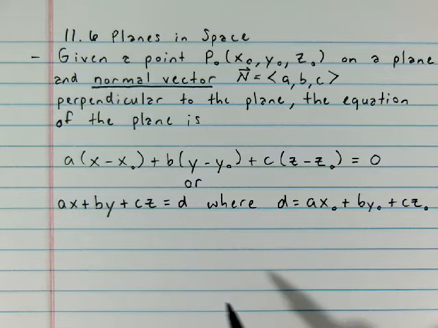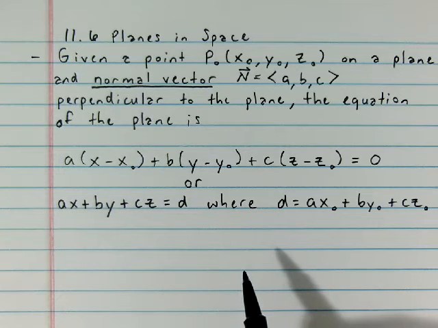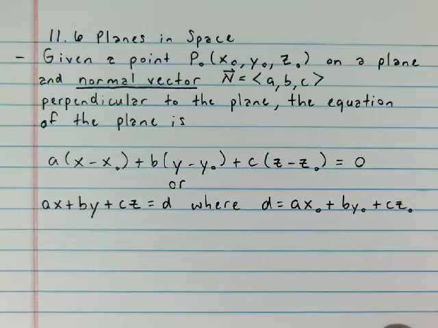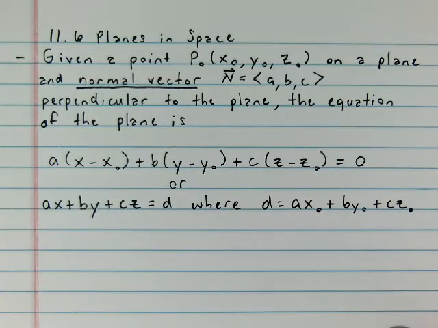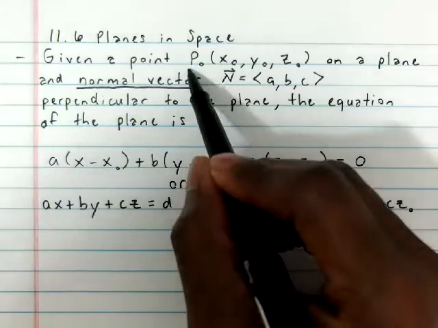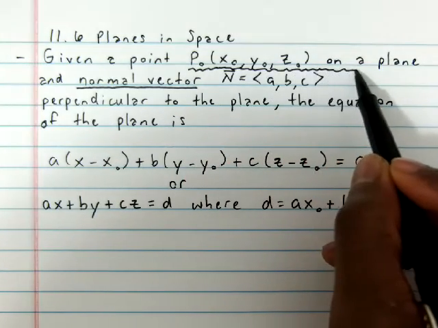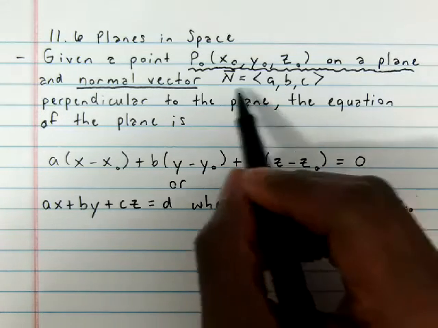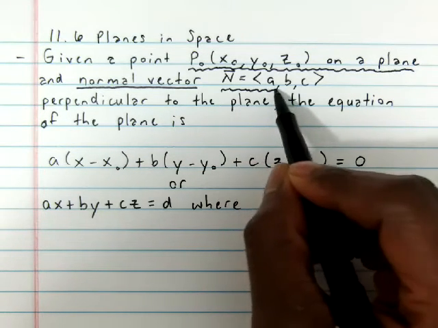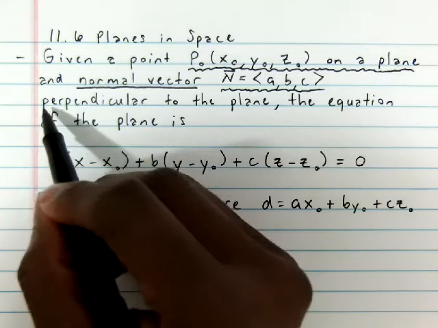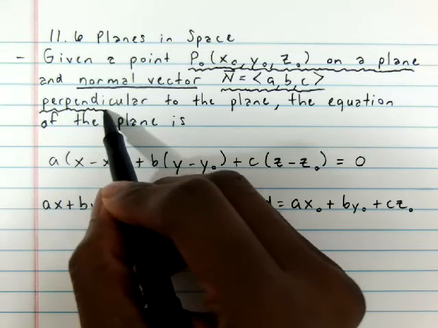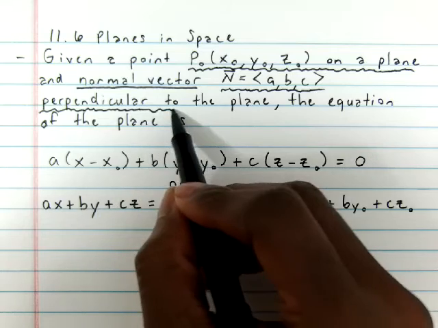But notice some key elements here. First off, just like when we talked about the equation of a line, the key thing to know is what you need to find the equation of a line. You need a point on the line and a vector parallel to the line. To find the equation of a plane, key things to note are you need a point on the plane and a normal vector perpendicular to the plane. If you have those two things, then you can find the equation of a plane.